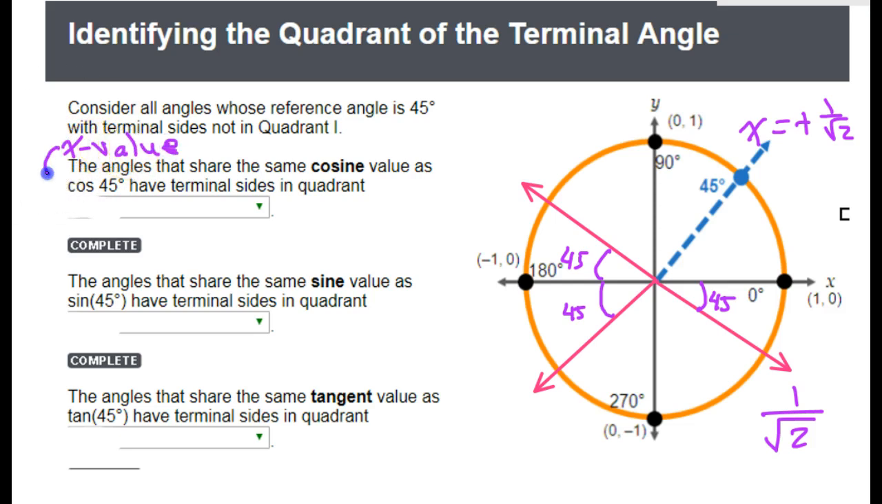Okay, this is really the key. Cosine is an x value. So look at these two points. Are the x values going to be the same? No. The y values are the same because they're at the same height, but this one is positive and this one's negative. So this is not going to be the answer.